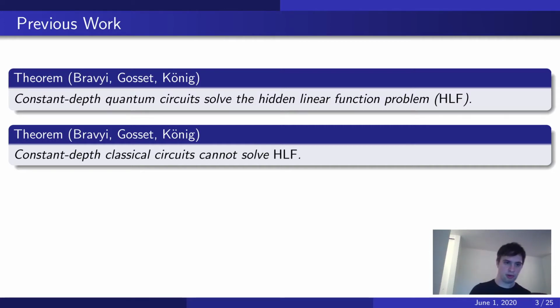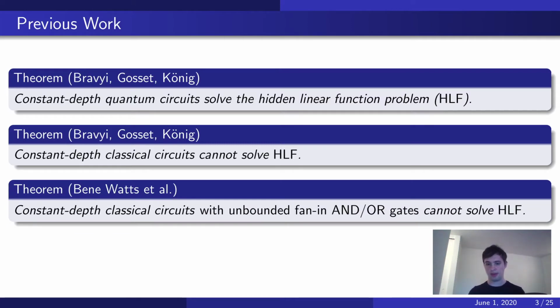Now, following this paper, there was a paper by Bene Watts et al. that extended it just a little bit, gave the classical circuits more power. So they're still constant depth, but they now have access to unbounded fan-in AND gates and OR gates instead of just 2-input ANDs and 2-input ORs. And this class is known to be larger than the other one, and yet they show that it still cannot solve the HLF problem. So now it's even an unfair comparison. In the classical device's favor, it has these big gates that the quantum device doesn't have, and still there's a quantum advantage.